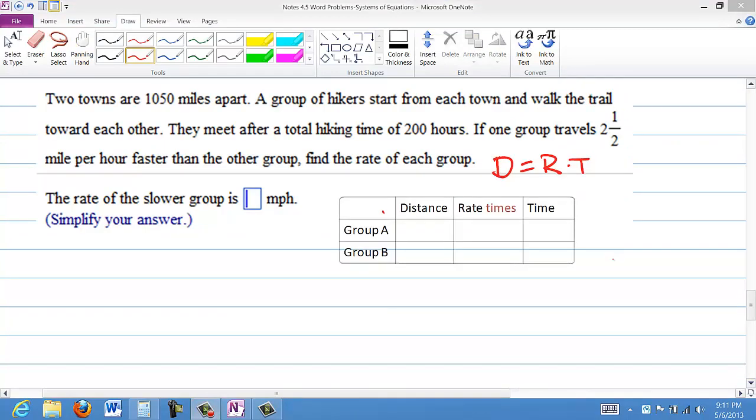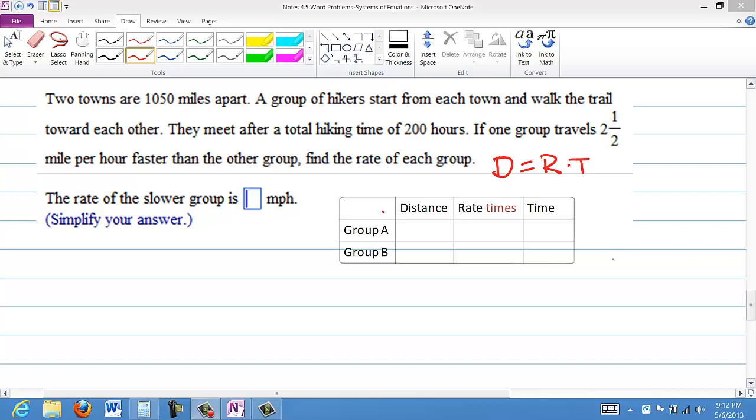This particular problem is going to make use of the distance equals rate times time formula. For example, if you're going at 50 miles an hour and you've been traveling for 4 hours, you know that your total distance is 200 miles. That's the formula we're talking about. So let's take a look here at our problem.